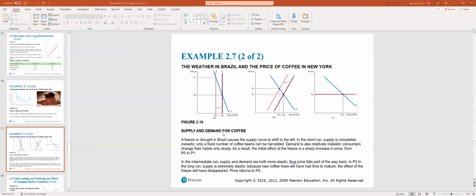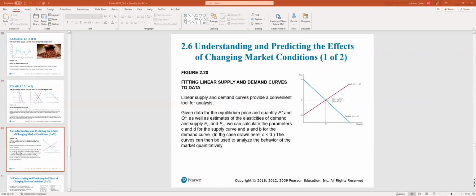In the intermediate run, supply and demand are both more elastic. Thus, price falls part of the way back. In the long run, supply is extremely elastic because new coffee trees will have had time to mature. The effect of the freeze will have disappeared.